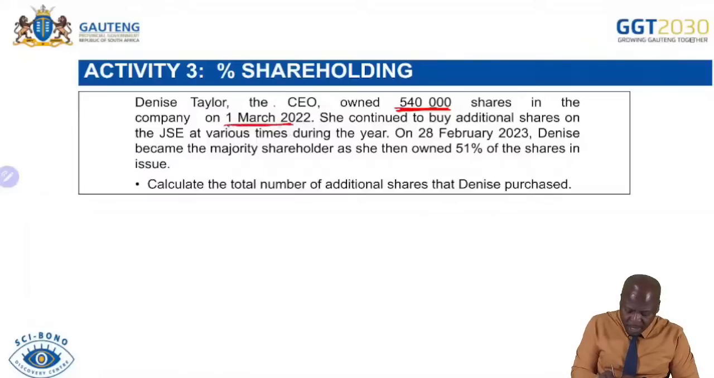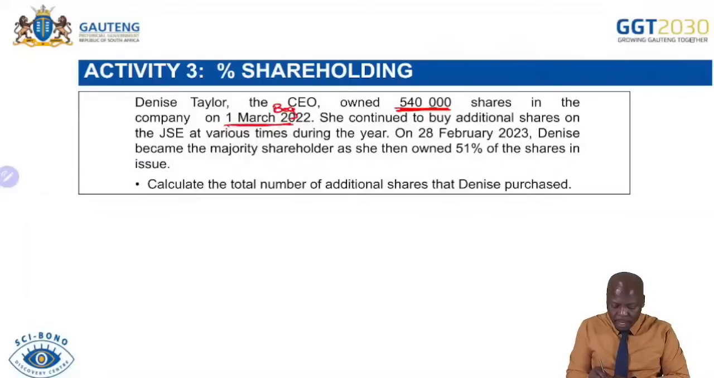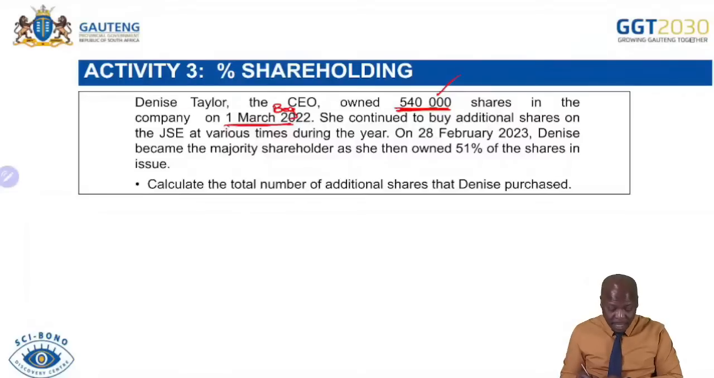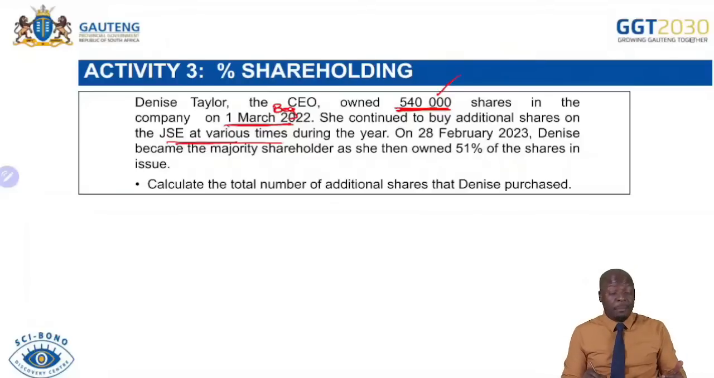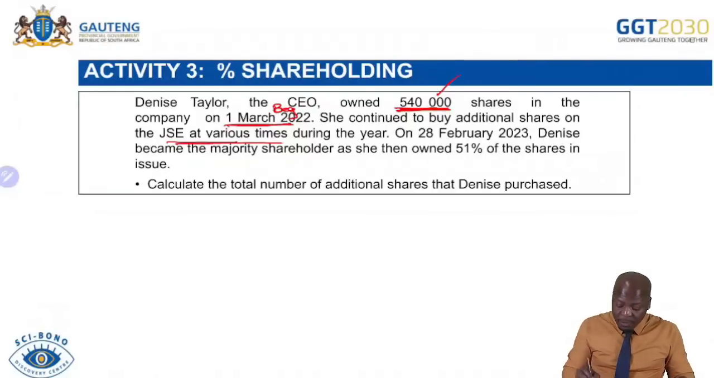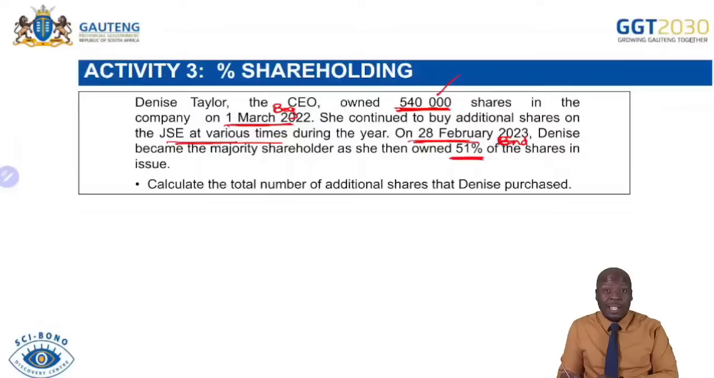So the 1st of March is the beginning of the financial year. And she is owning 540,000 shares right at the beginning of the financial year. She continued to buy additional shares on JSE at various times during the year. On 28 February 2023, this is now the end. Denise became the majority shareholder as she then owned 51% of the shares in issue.